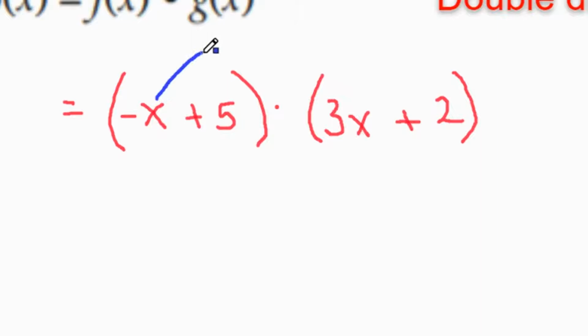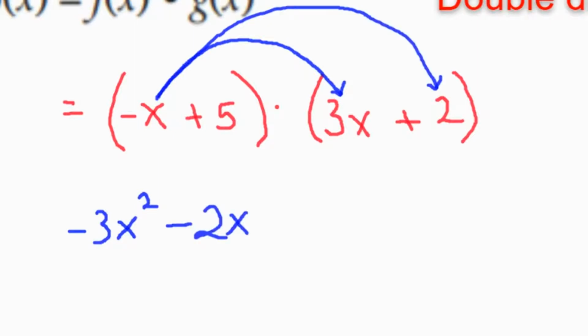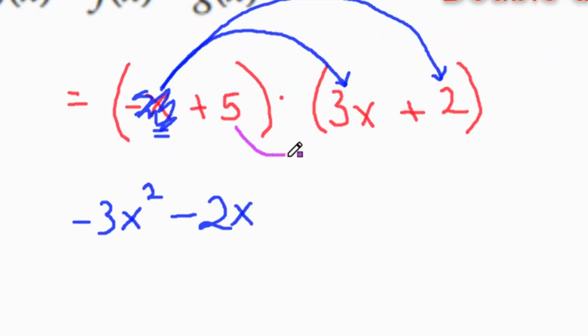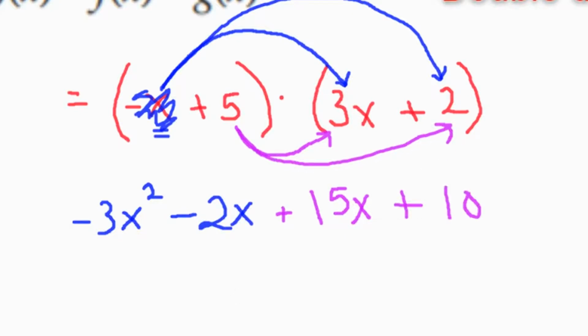So what I'm going to do first is multiply the opposite of x times 3x, and you get negative 3x squared. Then multiply the opposite of x times 2, and you get negative 2x. Once you've multiplied the first term times each of the terms in the second binomial, I'll just cross it out because I know I've already finished multiplying that one. Next, let's multiply 5 times 3x, and you get 15x. And then you multiply 5 times 2, and you get positive 10.